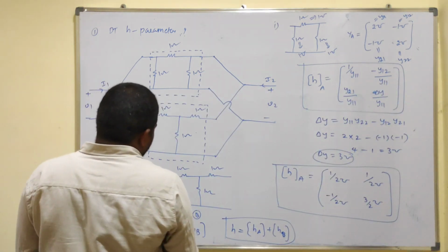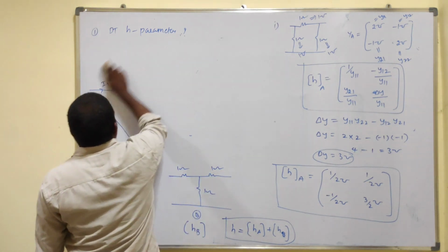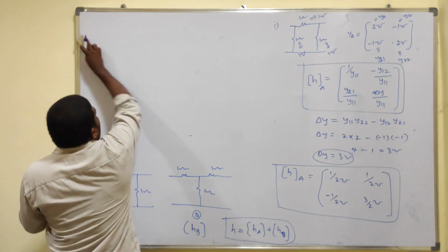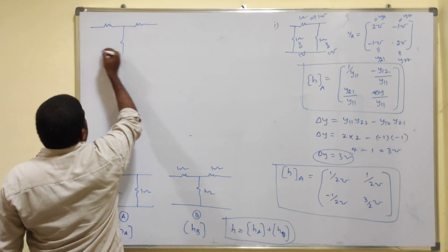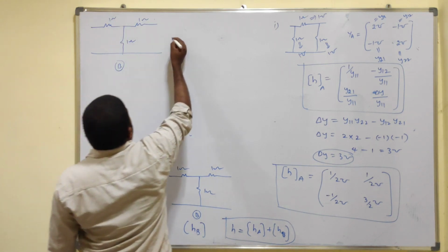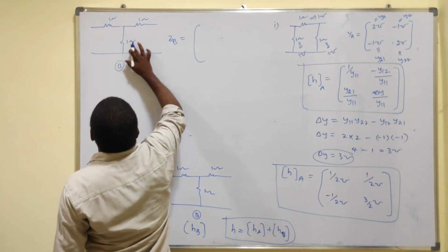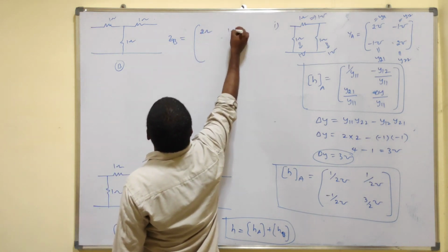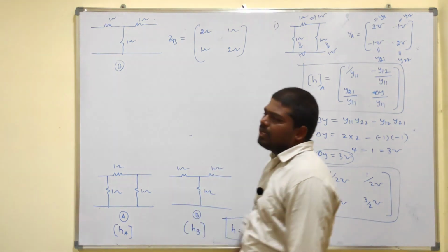Now here, for network B, this is the B network with 1 Ω, 1 Ω, 1 Ω. You can write the Z matrix. That means ZA plus ZC, ZC, ZC, and ZB plus ZC. That means 1 plus 1 is 2 Ω, 1 Ω, 1 Ω, 1 plus 1 is 2 Ω. This is the ZB matrix.